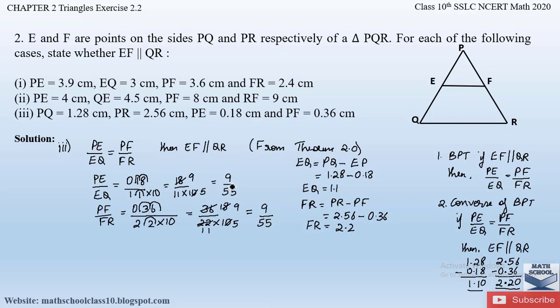So now here you can observe that PE by EQ is equal to PF by FR. So therefore we can say that EF is parallel to QR, since PE by EQ is equal to PF by FR. So write down, therefore PE by EQ is equal to PF by FR. Therefore we can say that EF is parallel to QR. Okay, so this is how we solve question number 2 from exercise 2.2, chapter 2, triangles.